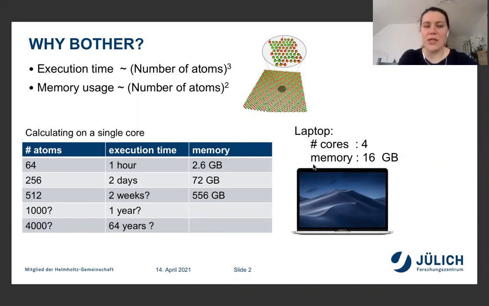I have some estimations here in the table. If you calculate a system with 64 atoms on a single core, your calculation will be complete in 1 hour, and you will use about 3 GB of memory. Everyone's happy. But if you want to go further, if you want to calculate a larger system, are you willing to wait 2 days or more? And even if you are, will such a system fit into the memory of your computer?